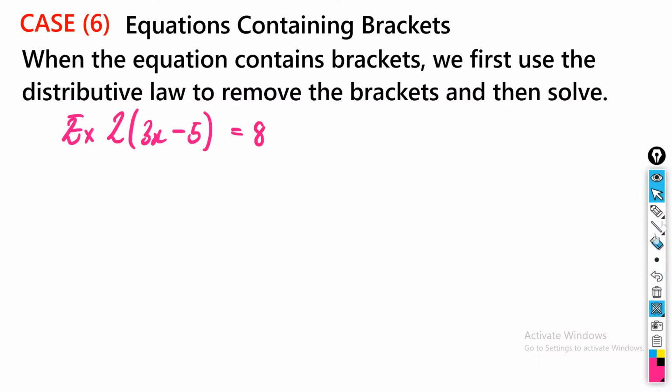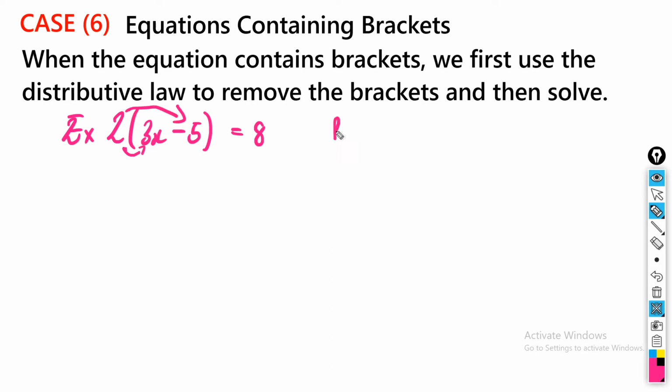Guys, cool. So now we're going to be looking into case 6, which is equations containing brackets. Cool. And it says when the equation contains brackets, we first use the distributive law to remove the brackets and then solve. Cool. And we've done the distributive law already, so we kind of know the vibe here. So what we actually have to do here is we'll have to multiply this 2 by this minus 3, and we'll have to multiply this 2 by this negative 5.